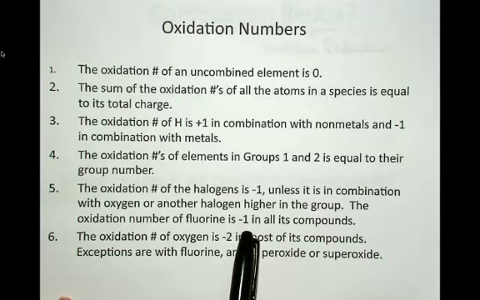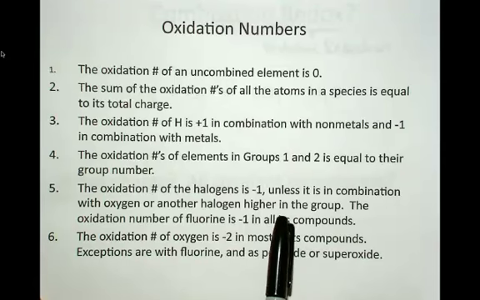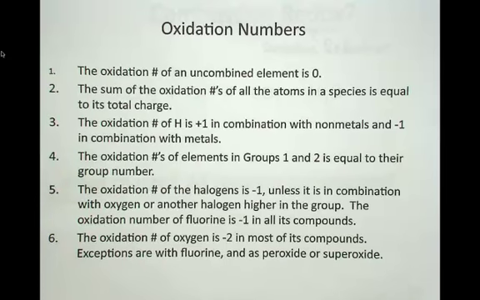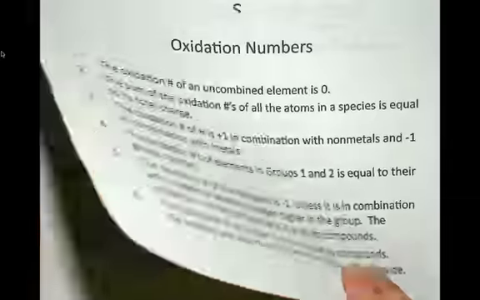So fluorine is going to be -1, but sometimes chlorine and bromine might have different oxidation numbers other than -1. We'll see some examples. The oxidation number of oxygen is -2 in most of its compounds. There's exceptions when it's combined with fluorine, in which case it's going to have a positive value, and as a peroxide or superoxide, but we're not going to do any examples like that in this class, so don't worry about it. Okay, so let's practice this.